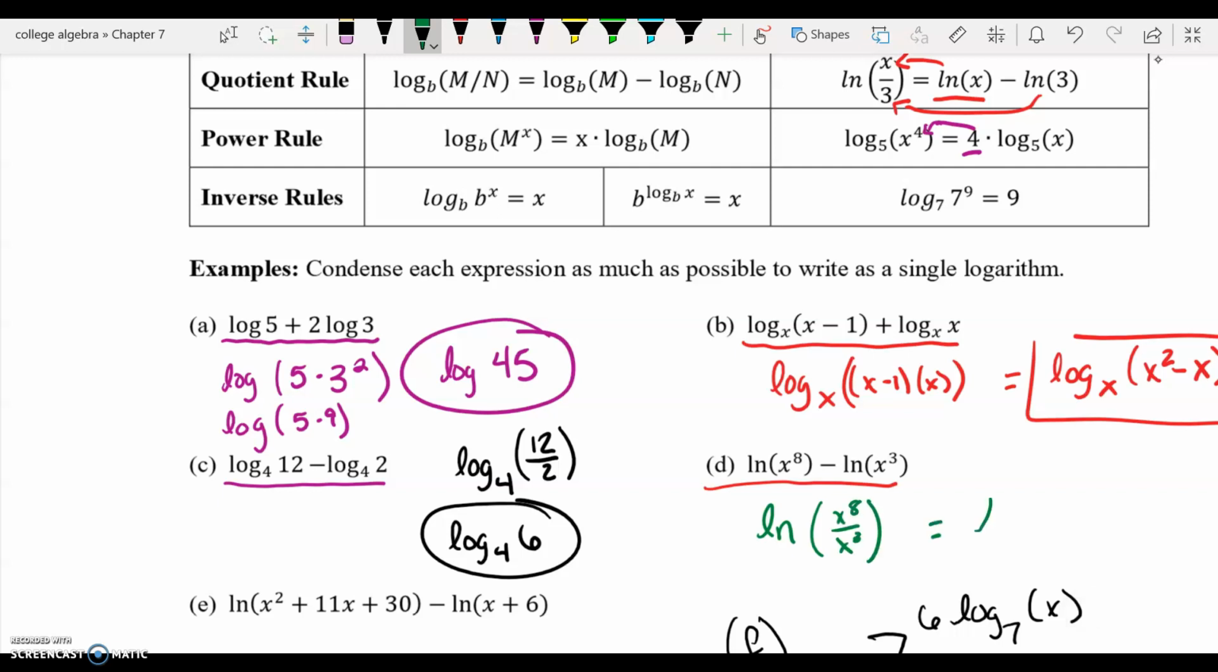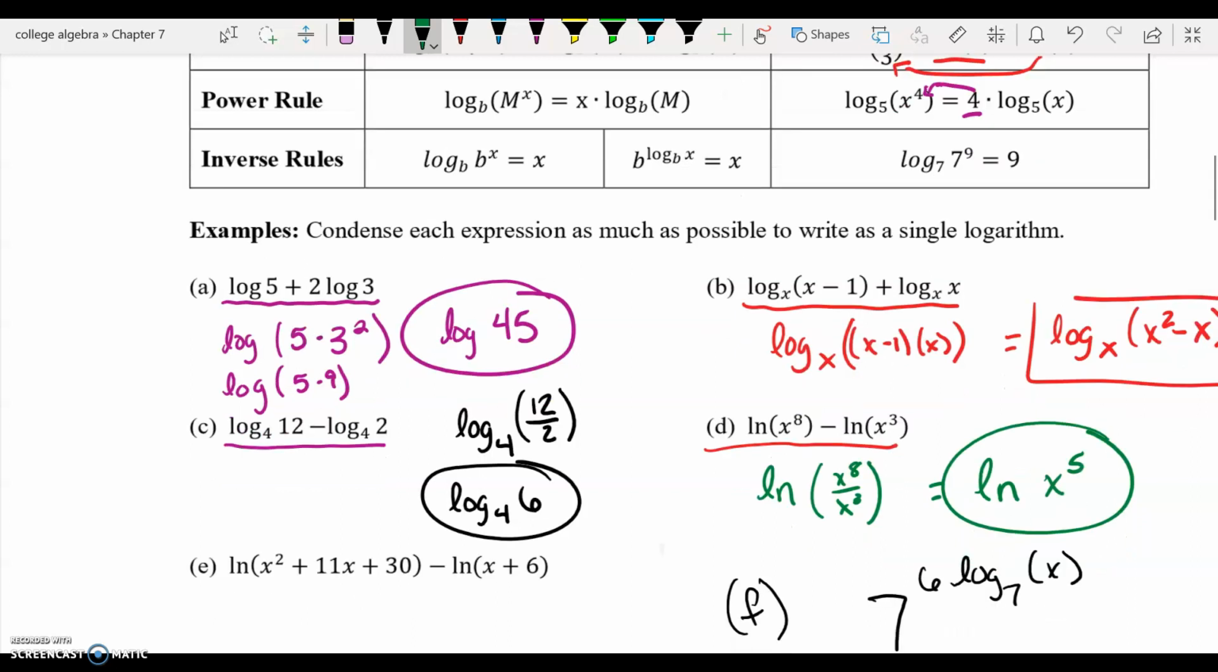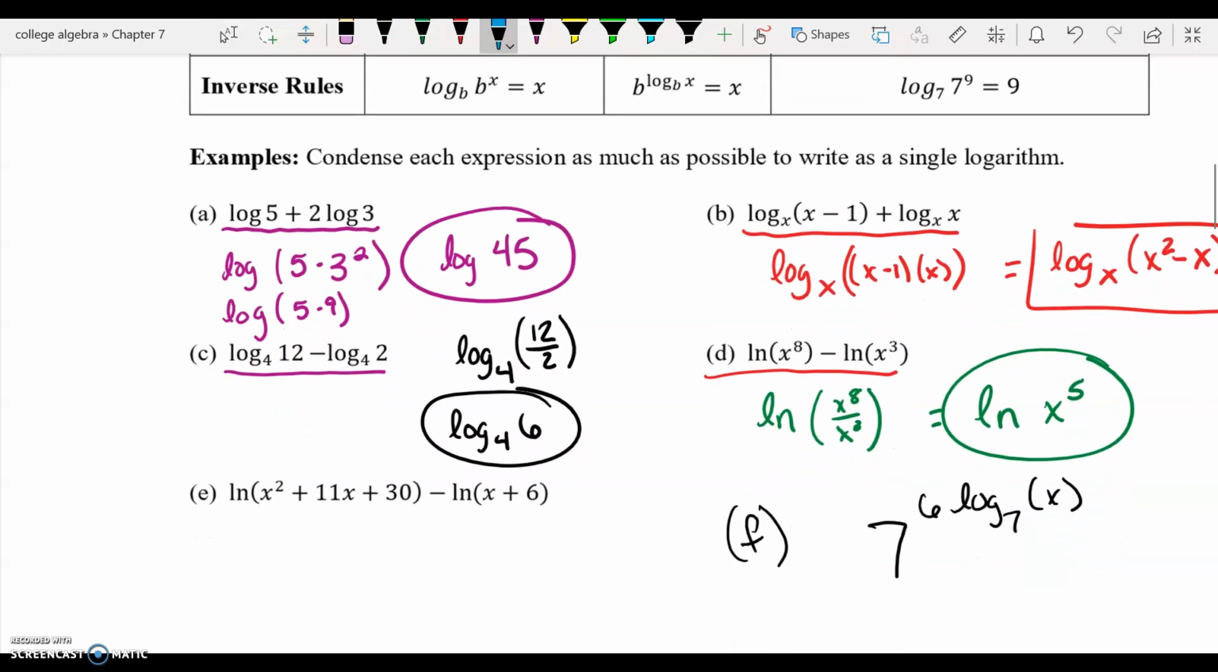Don't forget you can simplify it though, so that becomes natural log of x to the 5th. So just watch out for that. If you have the same exponent, you can do division. This is probably one of the harder ones.